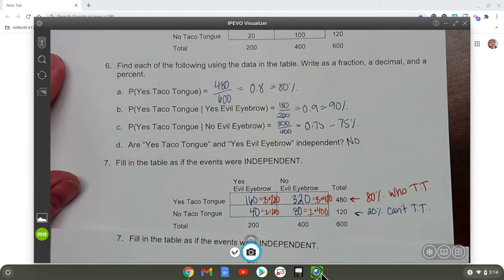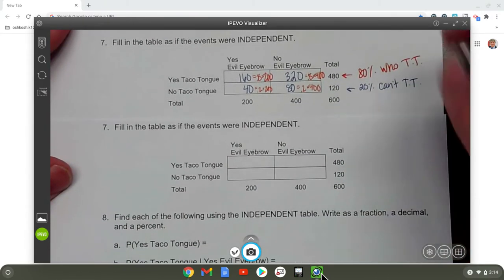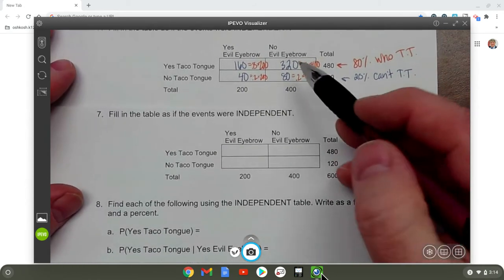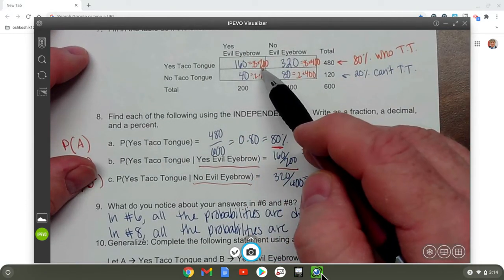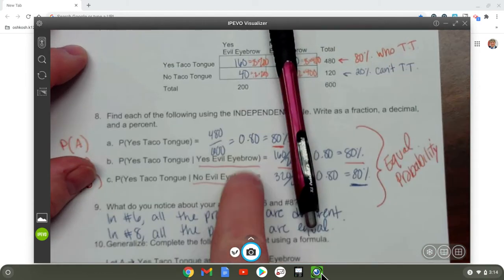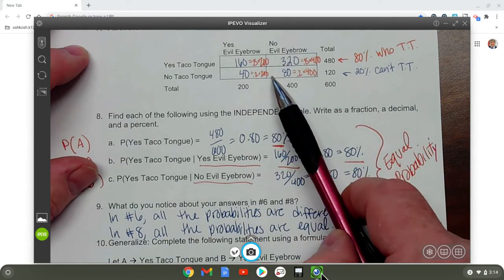Question number 7. Fill in the table as if the events were independent. So now we're going to say, okay, that's independent. 80% of our people have taco tongue, and 20% can't do taco tongue. So here's how we're going to fill this out. Yes for taco tongue is 80% of the 200. So we're just looking at this column. 80% of the 200 is 160. And then 40 is taking 20% of the 200.